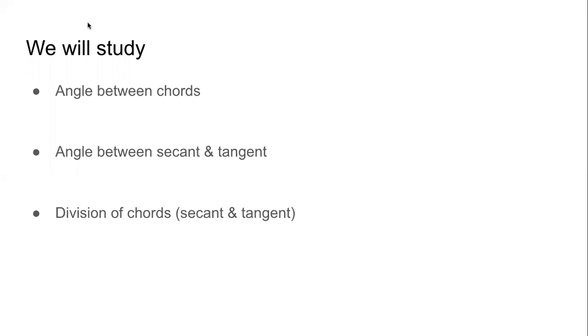So using that theory of remote interior angles and exterior angle, we are going to study today about these three things. One is the angle between two chords. Chords are any line segment. A chord is any line segment joining 2 points on the circle. Angle between two chords, if there are two chords, what is the angle between them? We will also study the angle between secant and tangent. Remember what a secant is, what a tangent is. Also, division of chords. Let us understand quickly what we are talking about.